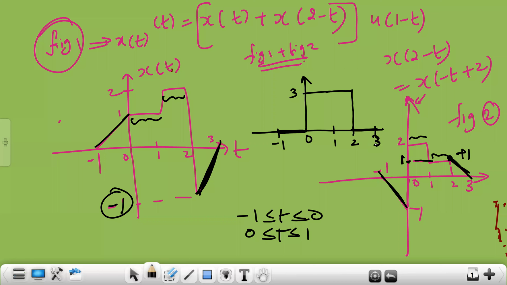So this is the added output, that is x of t plus x of 2 minus t. Let it be figure 3. So this can be labeled as figure number 3. We want this later. Kindly draw till this. If any doubts, please feel free to ask.